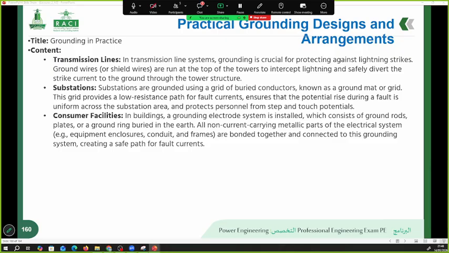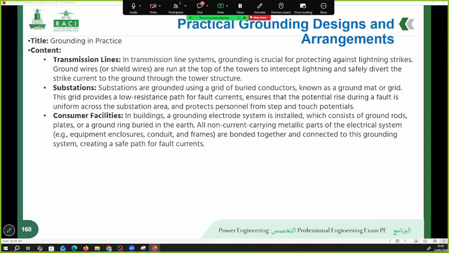So this slide explores the practical application of grounding in different parts of the power system. The design and arrangement of grounding systems vary depending on the specific location and the level of safety and protection required. We will look at three key areas: transmission lines, substations, and consumer facilities.